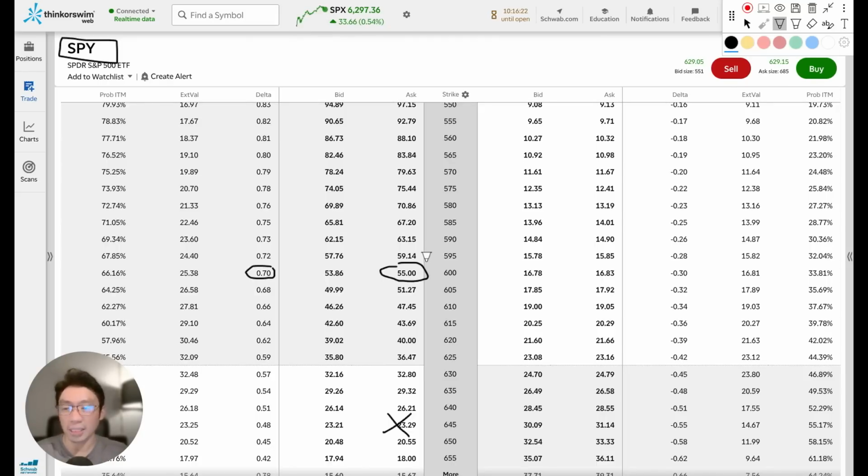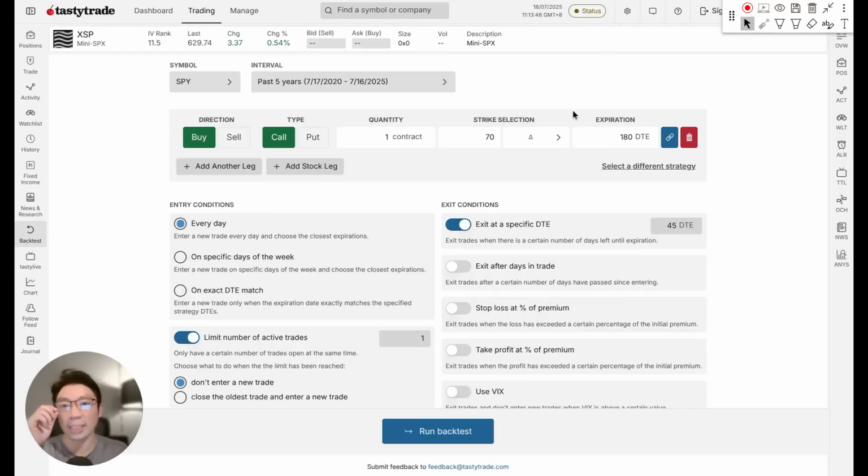So again, let's take a look at the performance. Very important. We always want to lean on statistics, results, to take a look and see how it would have performed over the past 5 years. So again, let's head on over to the backtesting tool, and I've already populated the fields over here. So I'm going to go with 70 delta, and over here I choose 180 DTE.